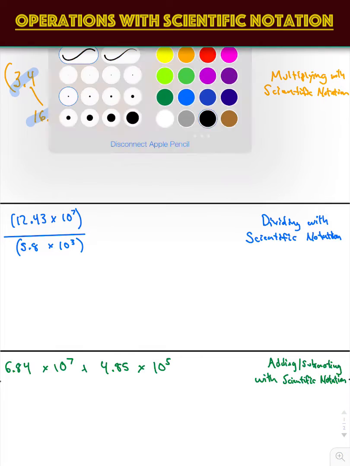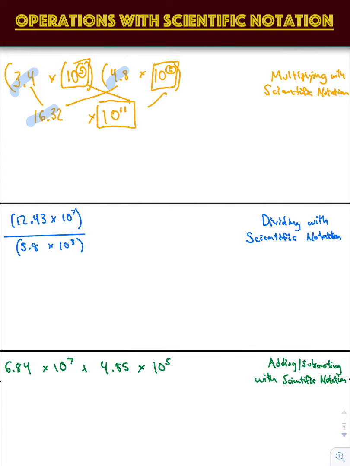This answer is close to being done now, but I do have a little bit of an issue. We have 16.32 times 10 to the 11th. I want you to stop and think about what else needs done in this situation. Okay, the other thing that needs done is that our number here is still in the tens place. It needs to be moved to the ones place. So simply do that by moving this decimal over 1, to be 1.632.